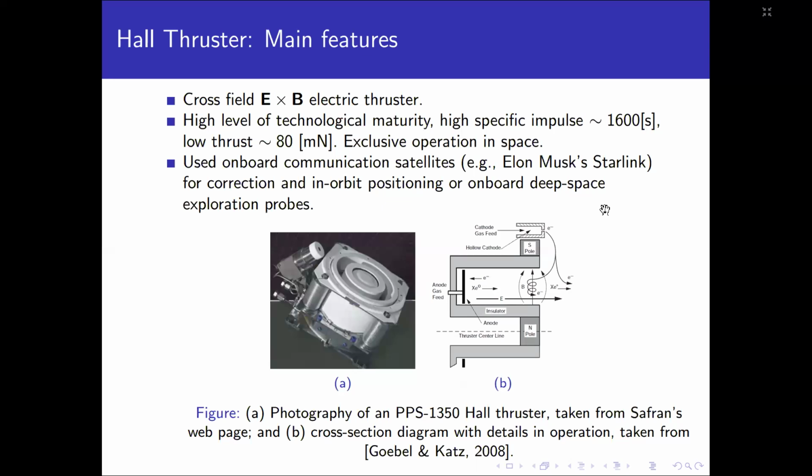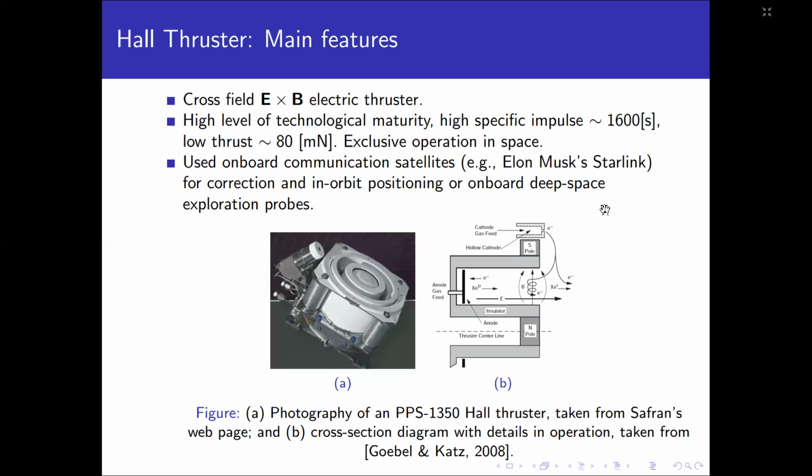For example, the plasma is generated in this annular discharge chamber. But here we have a particular E cross B field configuration, which is very particular of this type of thruster. This type of thruster has a high level of technological maturity and produces high specific impulse, low thrust. As you can see, the thrust that this thruster produces is very, very little.